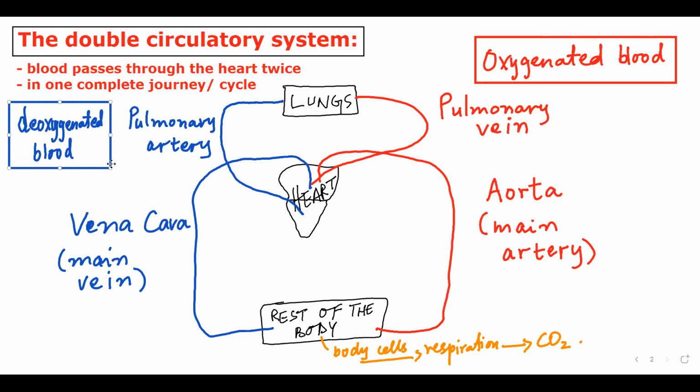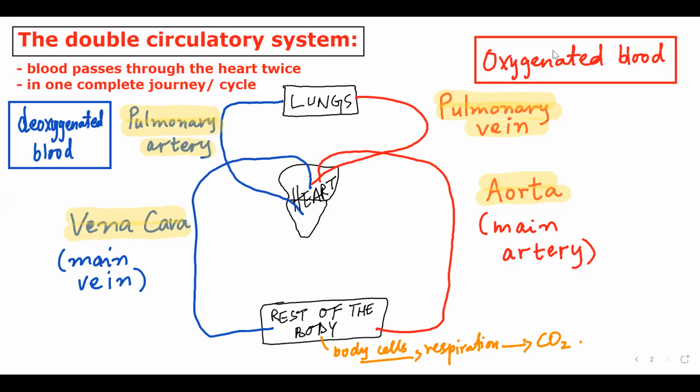So here we learned that blood passes through the heart twice in one complete journey. One complete journey, what does it mean? It means you are taking in oxygen, and carbon dioxide has been got rid of, right? The complete procedure. So the heart takes the blood twice.